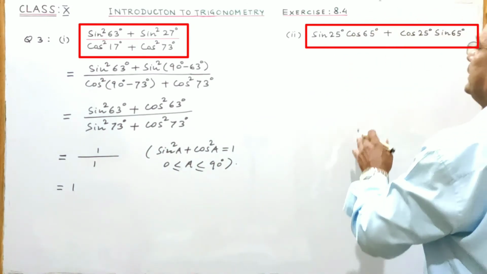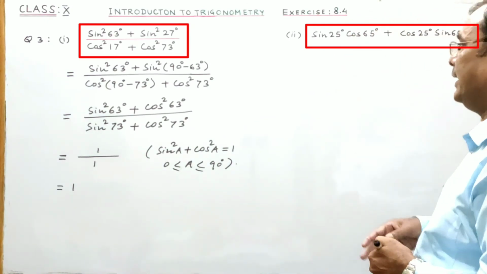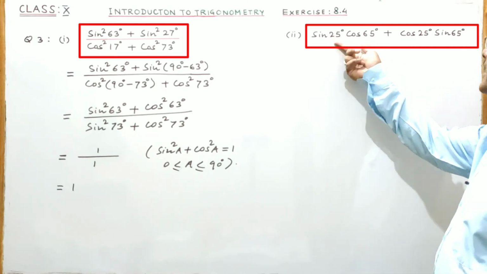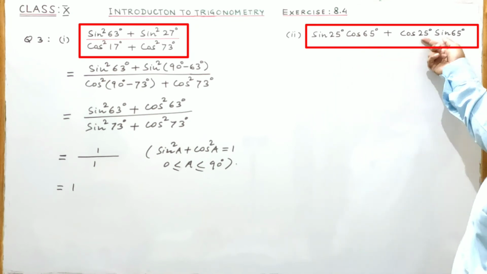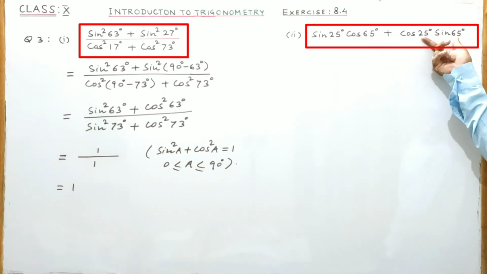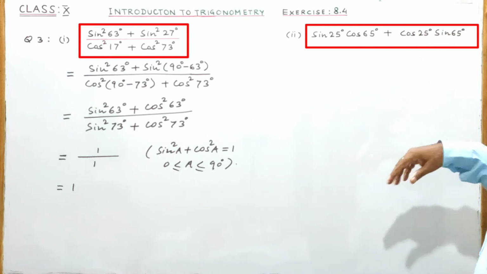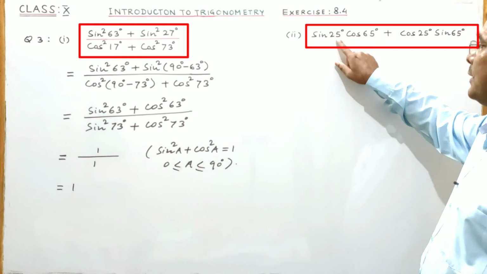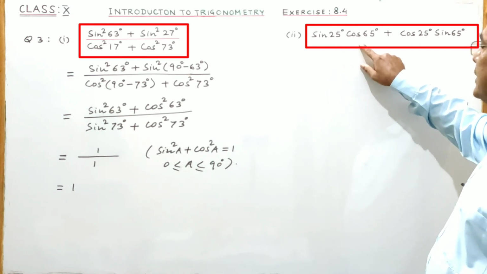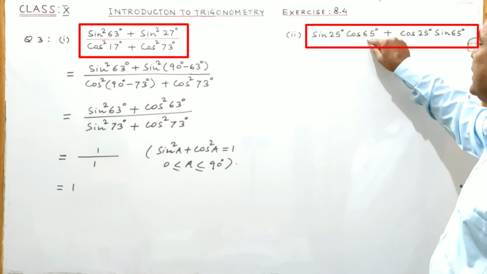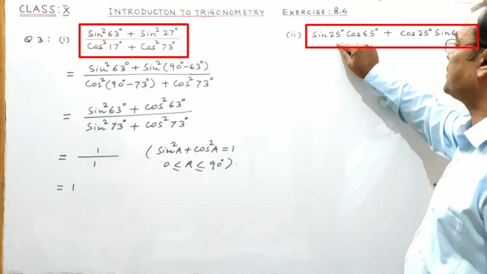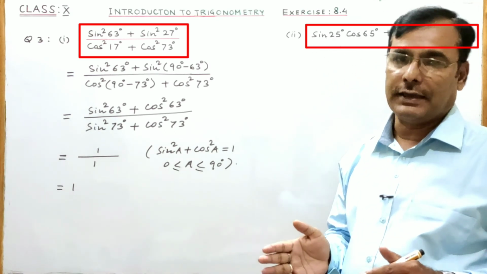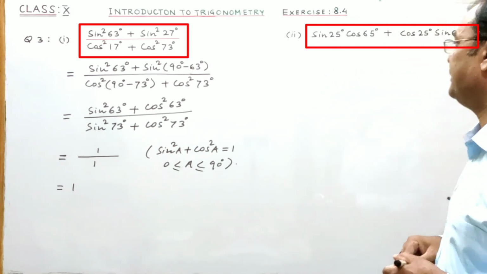Now second part. In second part also, if you look at the angles, this angle 25 degrees, this angle 65 degrees, they are complementary angles. Here also 25 degrees and 65 degrees, they are complementary angles. So here also we are going to apply the same idea. 25 degrees, either we will change in terms of 65 degrees, or 65 degrees we will change in terms of 25 degrees. So let us change 65 degrees angle in terms of 25 degrees angle.